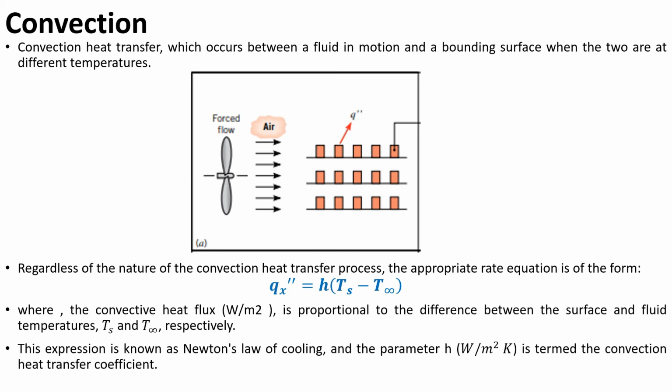Here h is the parameter known as the convective heat transfer coefficient, and it is different for each and every case. It is not a constant property. For example, it is different in the case of turbulent air, and it is different in the case of laminar flow of air. We will discuss how this h is determined in detail when we study convection in detail.